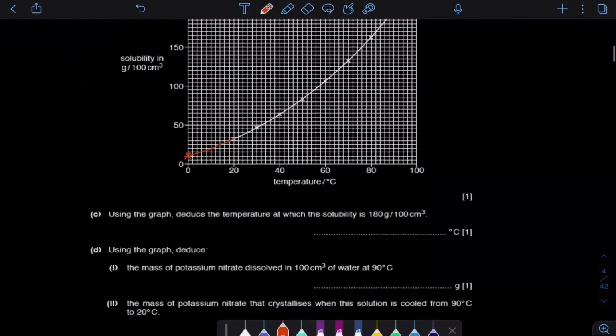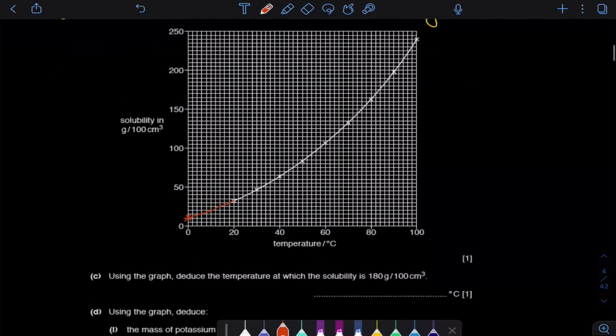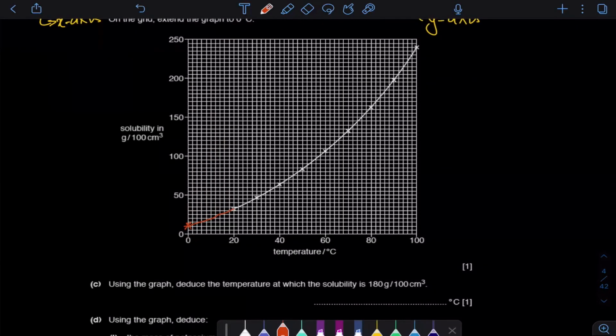Okay. Use the graph, reduce the temperature at which solubility is 180 grams. So 180 grams is this is 160, 170, 180. So again, how do you do these? And even though it's a 1 mark question, I personally recommend you always show your working. So अब straight line बनाएं और इस straight line को ऐसे नीचे join करें.